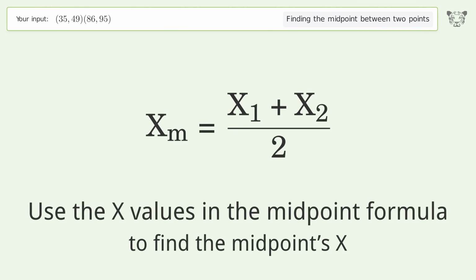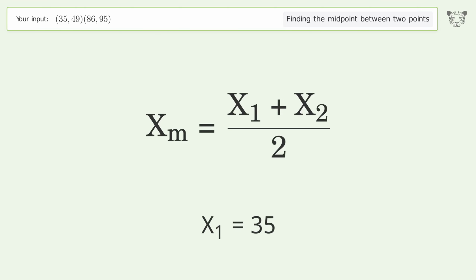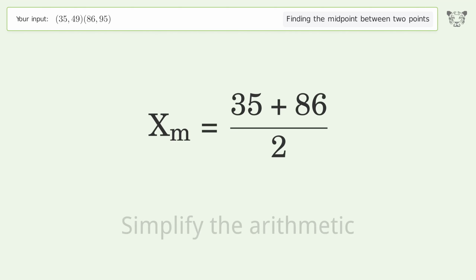Use the x values in the midpoint formula to find the midpoints x. x1 equals 35. x2 equals 86. Simplify the arithmetic.